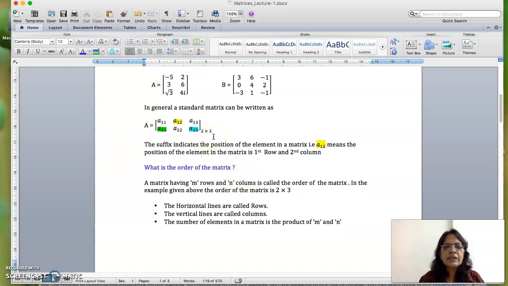So the order of a matrix is the number of rows and columns, how many rows and how many columns there are. Now what are rows? Horizontal lines are called rows. Like this is a horizontal line, this is called a row. Horizontal lines are called rows. This will be the first row, this will be the second row, and vertical lines are called columns. So this first one is a vertical line. Okay, first column, second column and third column.